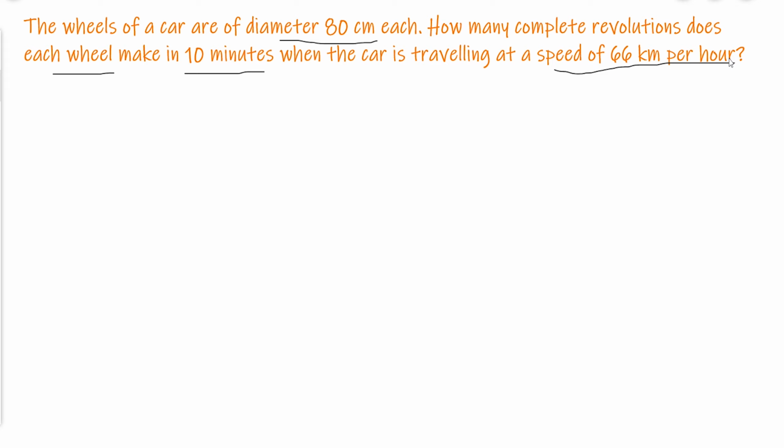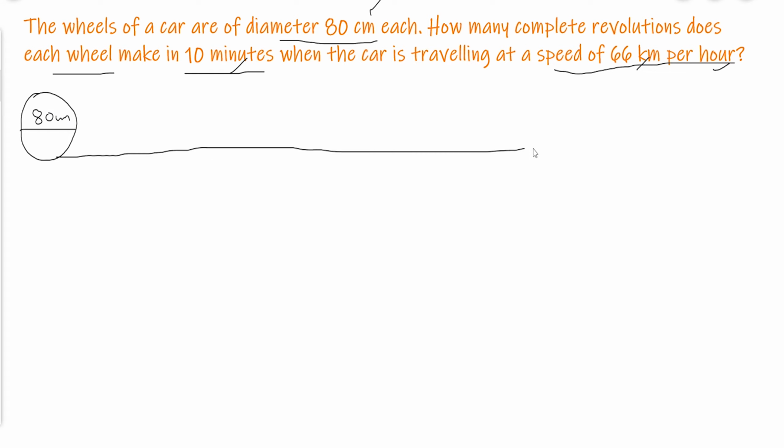The diameter is given in centimeters, time is given in minutes, and speed is given in kilometer per hour. So very first we'll try to understand the statement, then we'll come back to the solution part. So what it is saying is that the wheel of a car is of diameter 80 centimeter, and how many revolutions it will take if the car travels for 10 minutes.